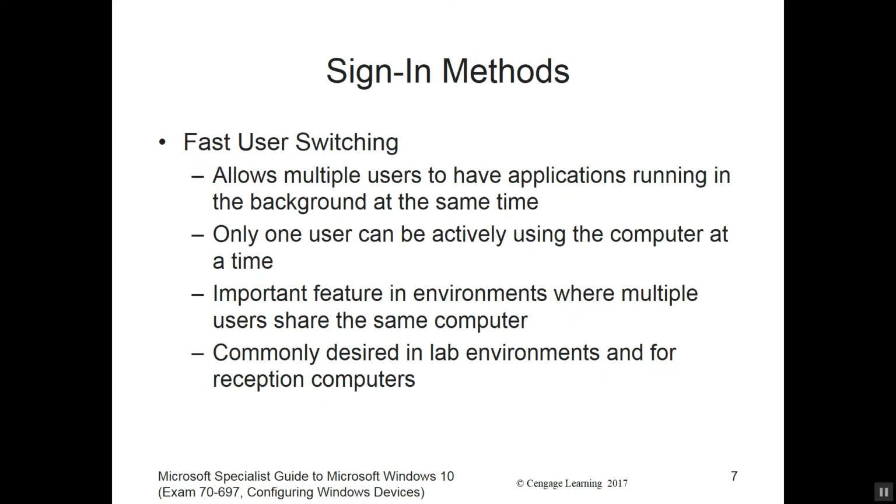Fast user switching allows multiple users to have applications running in the background at the same time. Only one user can be actively using the computer at any given time. It's an important feature in environments where multiple users share the same computer. You don't necessarily have to shut down what you're doing. You can step away from it and let somebody else take over. While they're using it, you're locked out, but your applications are still running. It's commonly desired in lab environments and for reception computers, where you never know who's going to be logging in at any given time.